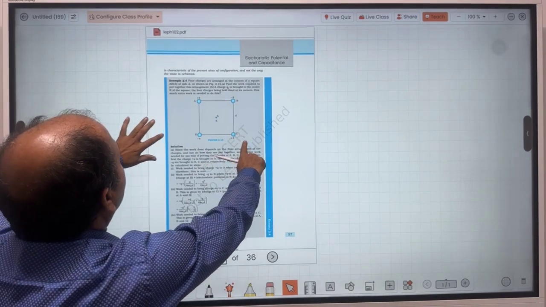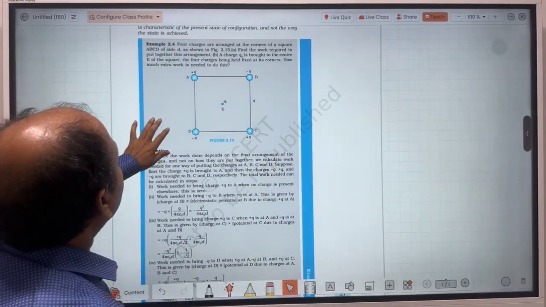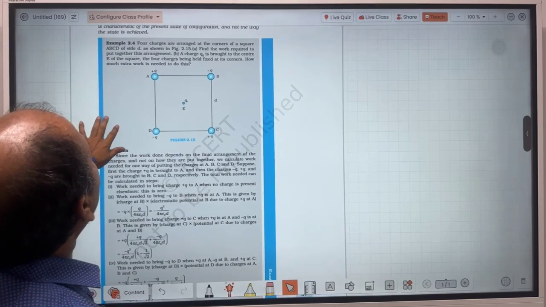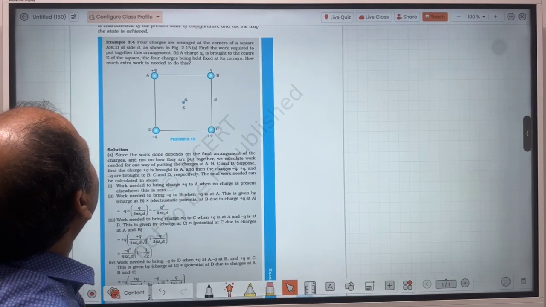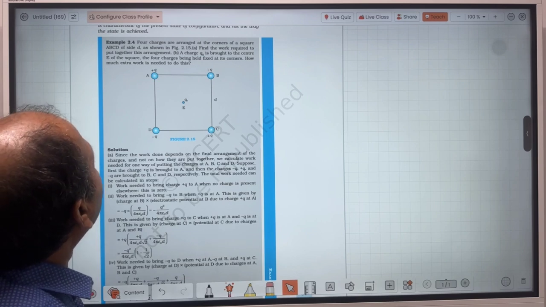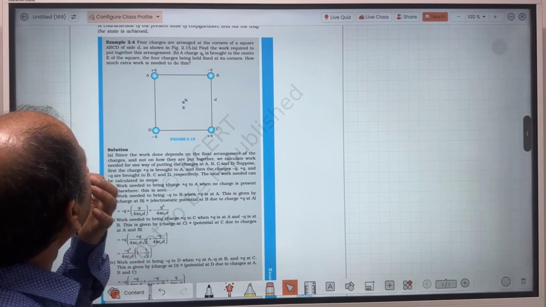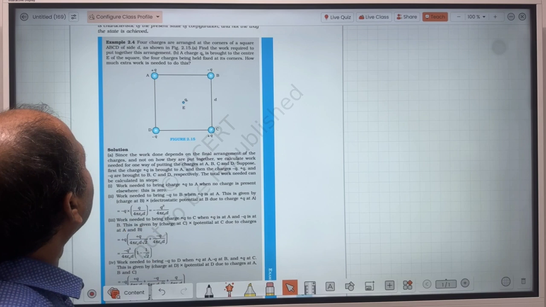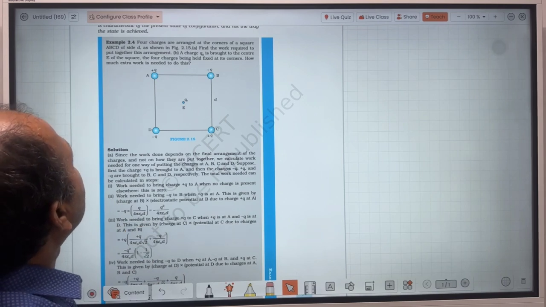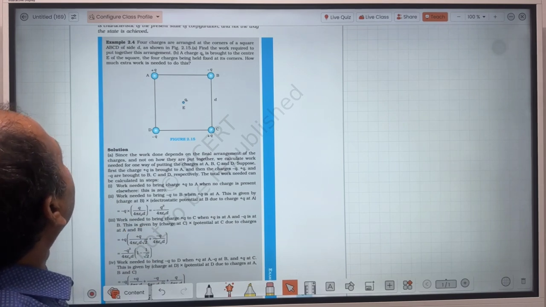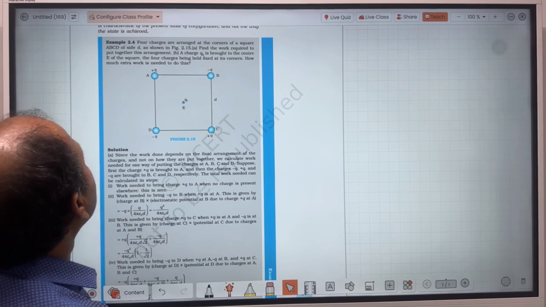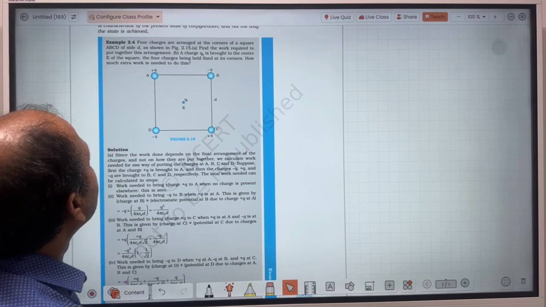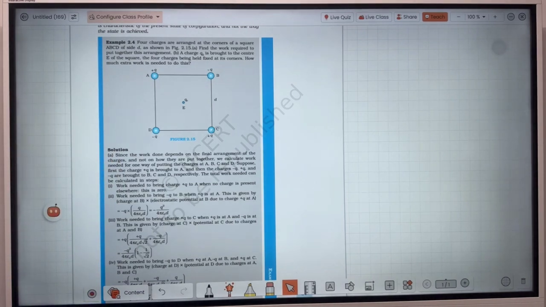Here is one question. Let's analyze it. Four charges are arranged at the corners of a square ABCD as shown. Find the work required to put together this arrangement. A charge Q0 is brought to the center E of the square, the four charges being held fixed at its corners. How much extra work is needed to do this?